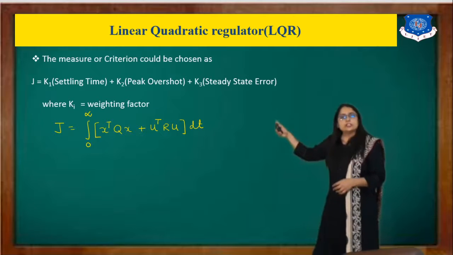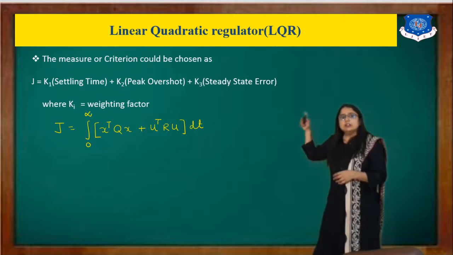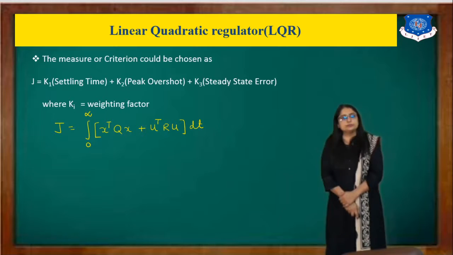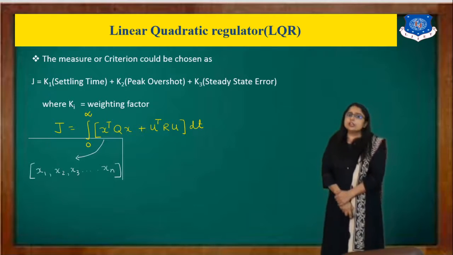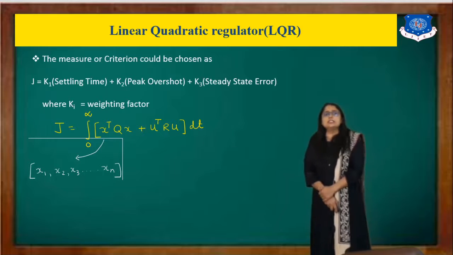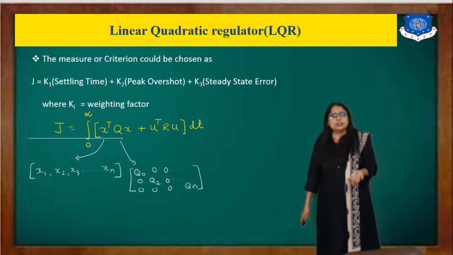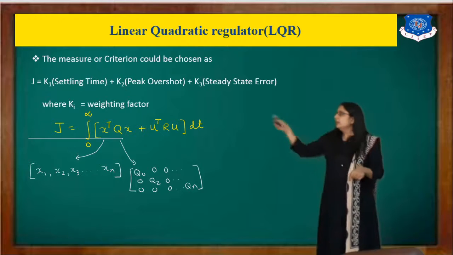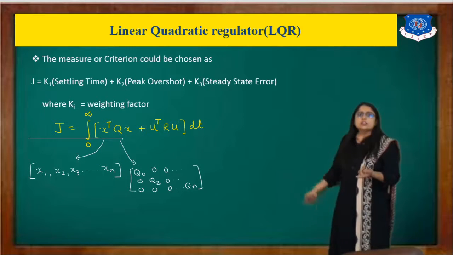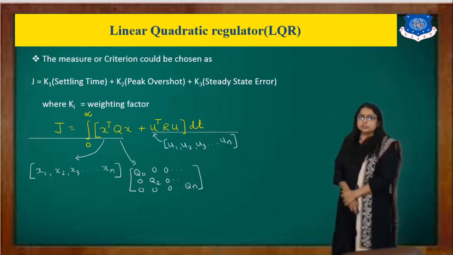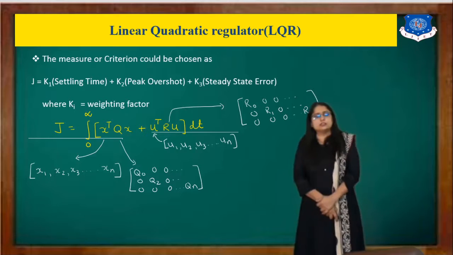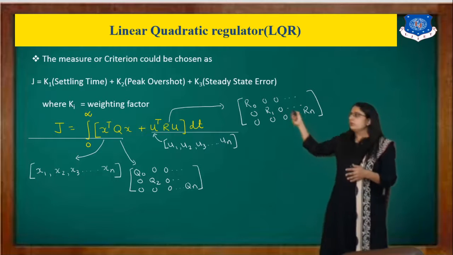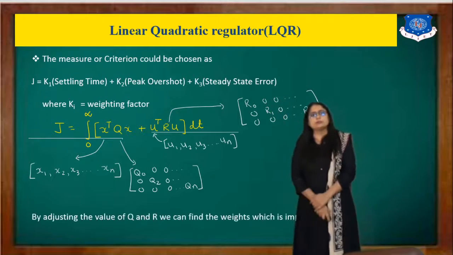So we know that J is the integral from 0 to infinity of x transpose Qx plus u transpose R u dt. x transpose is what? That is x1, x2, x3, the state variables. Q is the matrix again, with its factors. u transpose is the input, and R is this. Right? So here you do not have any example based on this, but this theory you have to know.